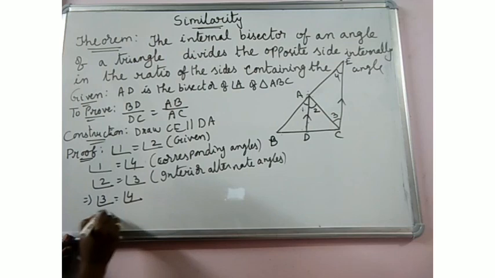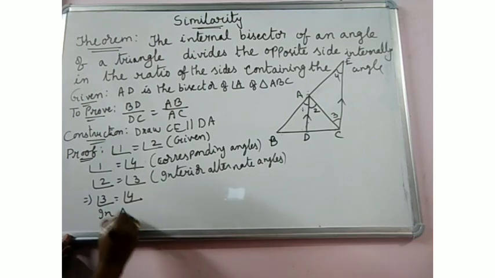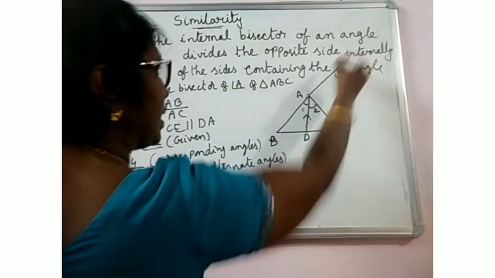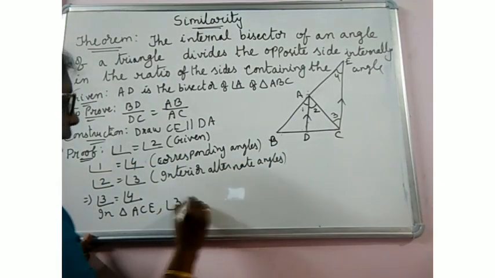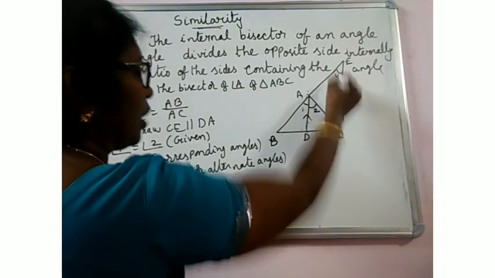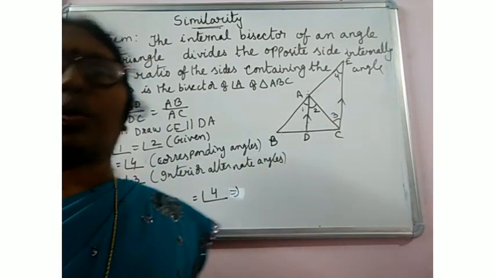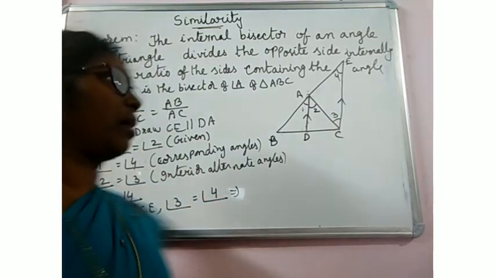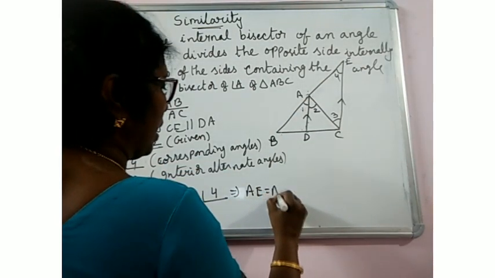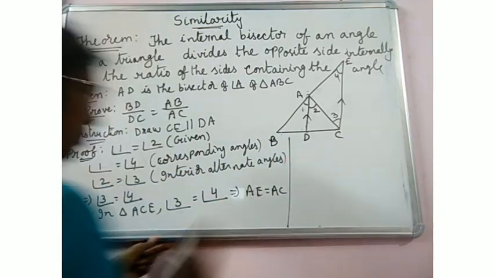So in triangle ACE, angle 3 is equal to angle 4. That implies, if two angles of a triangle are equal, their opposite sides are equal. So AE is equal to AC.